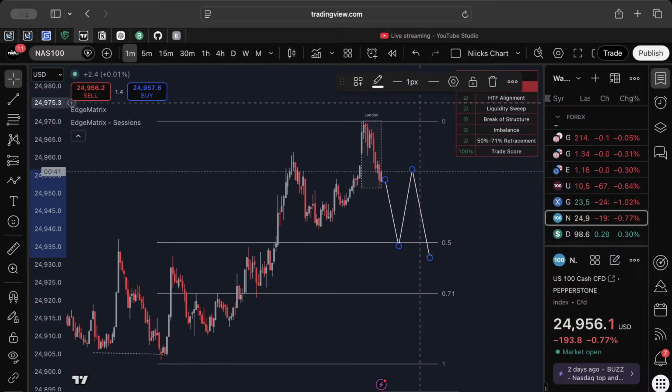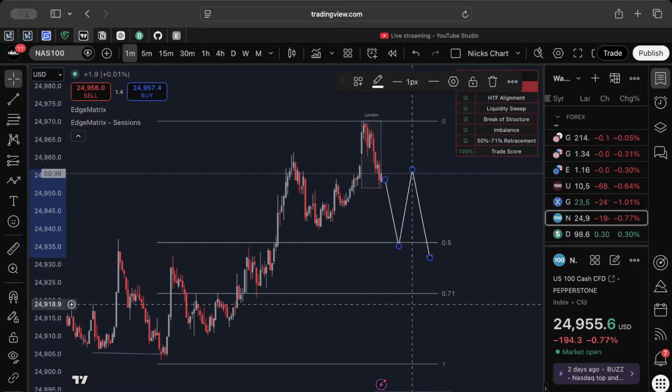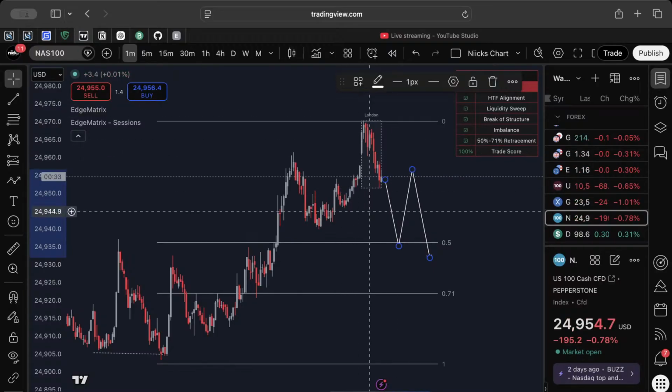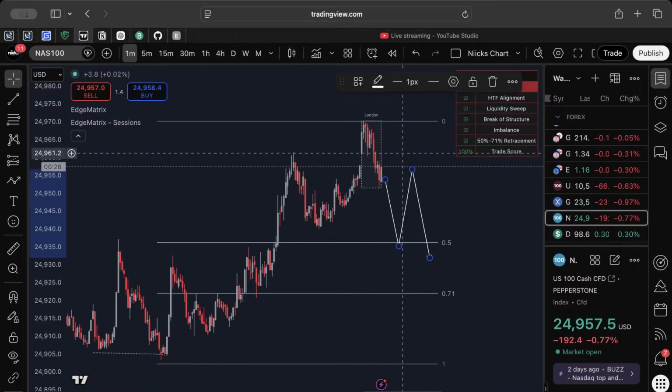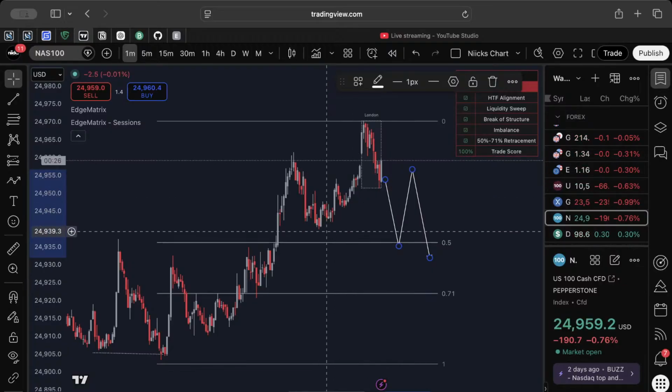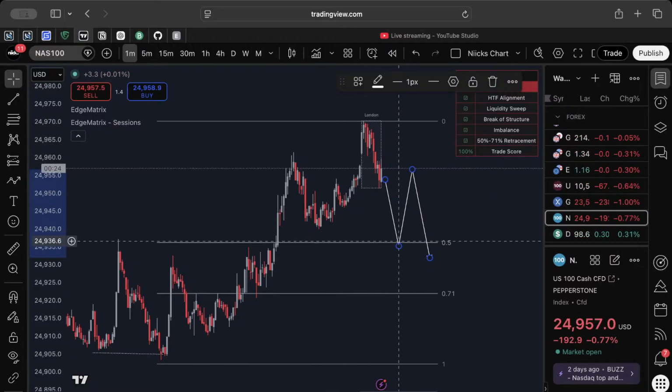I prefer pullback setups like this. Yes, we're actually playing a pullback on the 5 minute as well, going up into the hourly bearish time frame. But nonetheless, I like these a little bit more. I think they're a little bit more promising for me, just based off my data. But again, we need a break of this low to confirm the bearish internal structure.